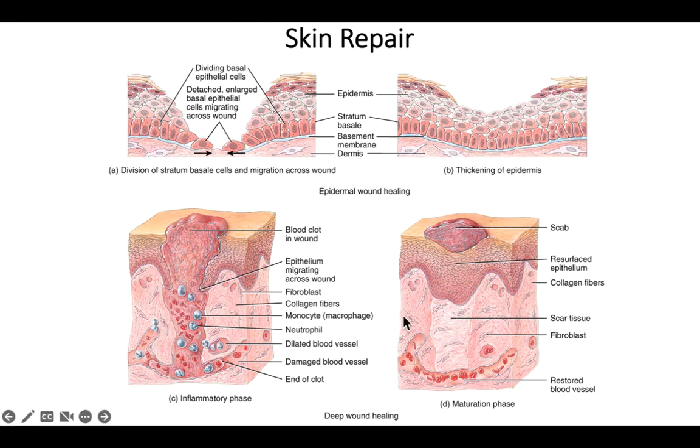Once the microbes are killed and the tissue is repaired, that inflammation can go away. We might have a scab form, and that's part of this maturation phase. But at least we've got our nice blood vessel reformed. We prevented microbial infection, and we've left behind a little bit of scar tissue there. So that's called deep wound healing.